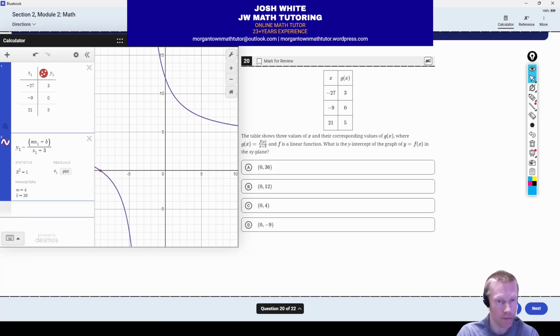Okay, here's the graph of it, but we don't care about the graph. All we care about is what is the y-intercept of f of x? And f of x is this part, represented right here. Well, the b value is 36. Correct answer is letter A, 0.36. That's the entire problem, done in, I don't know, was that 20 seconds, 25 seconds maybe? And you can move on to the next question.